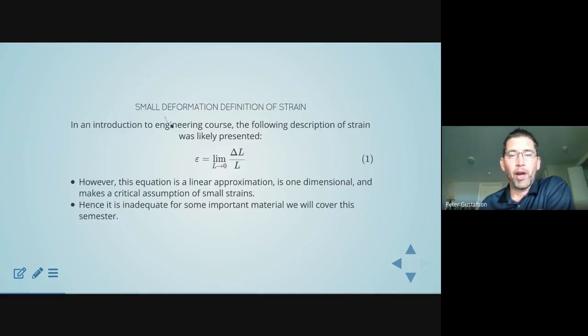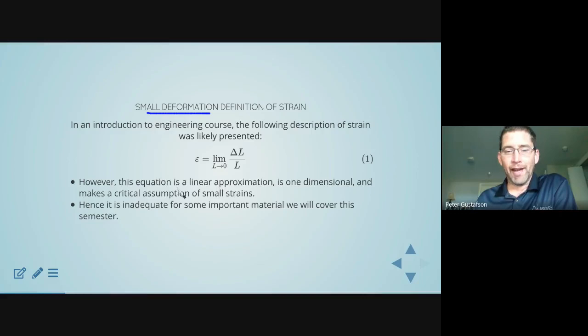Now, in your prior courses, you probably saw something like this. This is what I'm going to call the small deformation definition of strain. This is the linearized definition of strain. Strain is defined as the limit, as the length goes to 0, of the change in length over the original length. That's a good definition. In fact, it works for much, if not most, of our engineering mechanics.